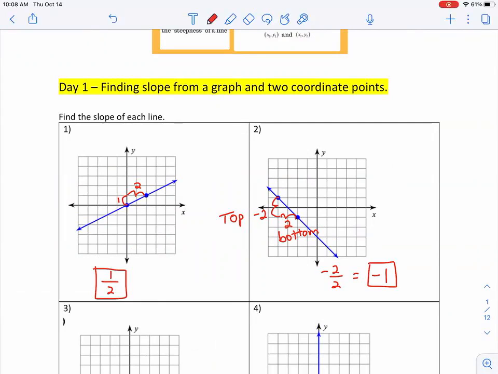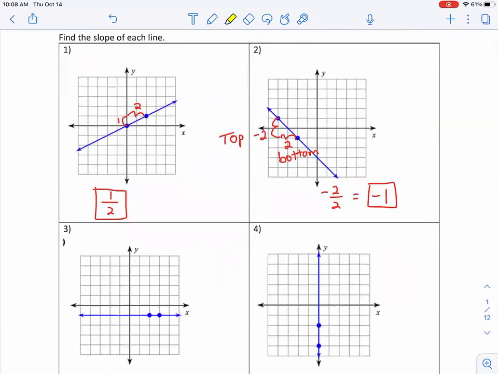And so again, reading like a book from left to right, just notice that if the slope is a positive number, the line's going upward. And if the slope is a negative number, the line's going downward. So just by looking at the positives and negatives, that might give you a little idea if we're doing it correctly.